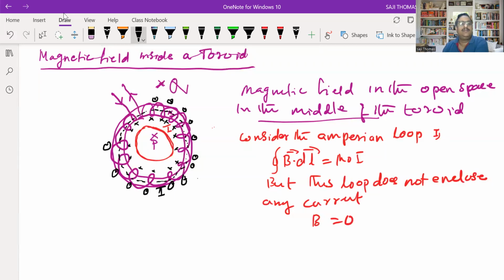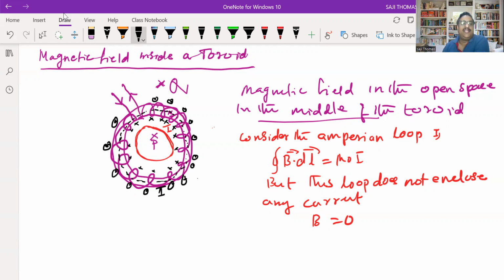And just drawing randomly some turns. So, you know, each turn current is circulating like this, right? From the top part of each turn, current comes out. Through the lower part of each turn, current moves into the plane of the paper.